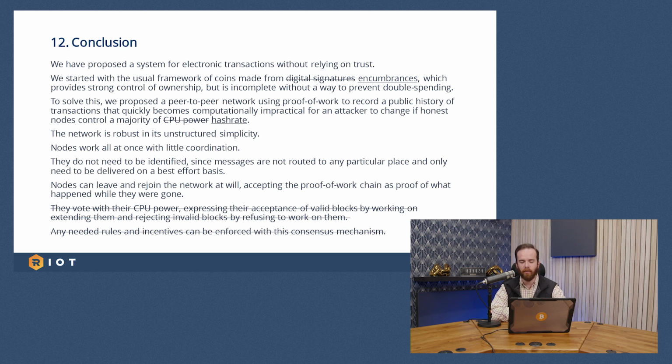without a way to prevent double spending. To solve this, we proposed a peer-to-peer network using proof of work to record a public history of transactions that quickly becomes computationally impractical for an attacker to change if honest nodes control a majority of hash rate. The network is robust in its unstructured simplicity.